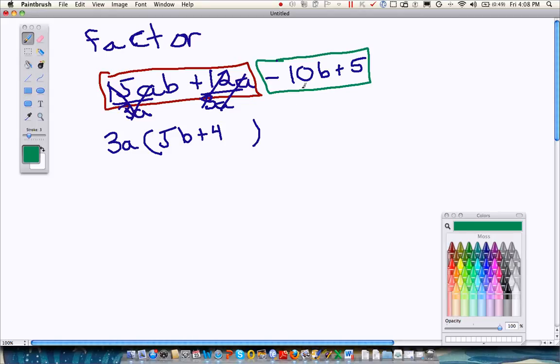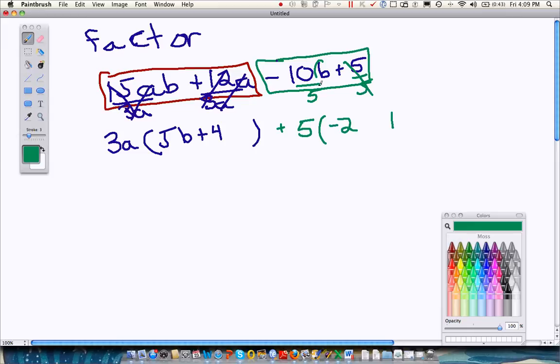Let's look at our second part. What can we take out? Well, if I look at the numbers, I see that the number 5 goes into both of them, and there actually are no common letters because we don't have any letters in the second half. So I'm going to take out a positive 5, and divide both terms by 5. Negative 10 divided by 5 is negative 2. And 5 divided by 5, you want to be sure you don't leave this just as 5 times negative 2. 5 divided by 5 is 1.